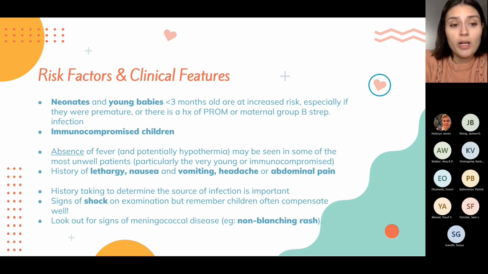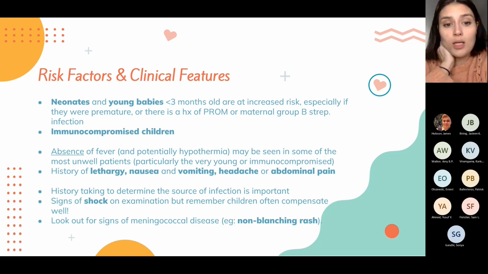You want to check for any history of lethargy, any nausea and vomiting, any headache or abdominal pain, just because those are key signs and symptoms of key focal points of infection. You want to take a really good history, and that can really help to determine the source of infection. And then you want to look for signs of shock on examination. But again, remember that children compensate really well. So just because their pulse isn't particularly high doesn't mean you shouldn't be thinking sepsis in the back of your head if you're worried about infection.